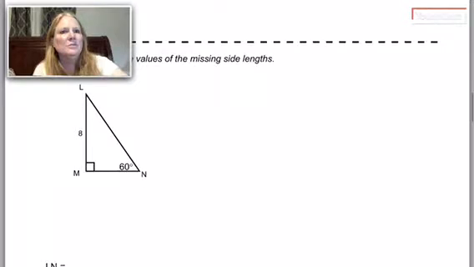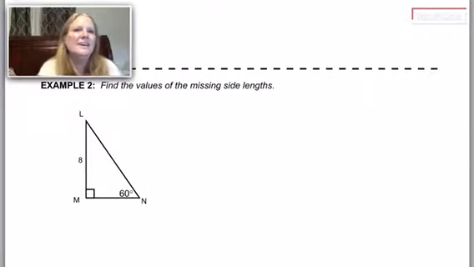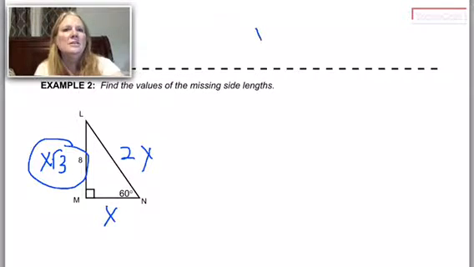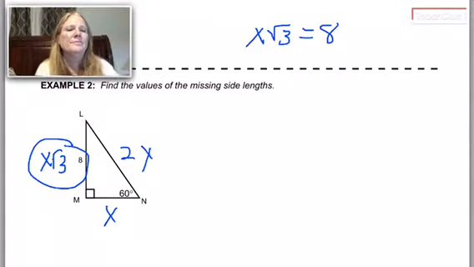Let's look at example 2. In this picture again, put your x, 2x, and x times the square root of 3. So this is going to be x, this is going to be x times the square root of 3, and this is going to be 2x. So my picture is telling me that x times the square root of 3 is equal to 8.